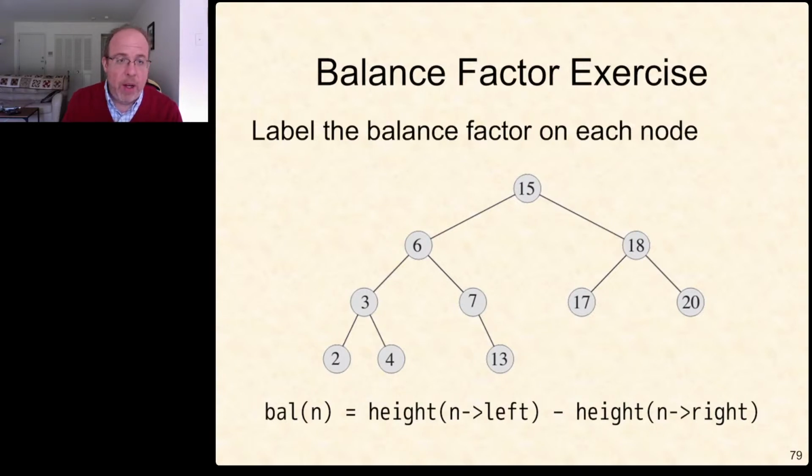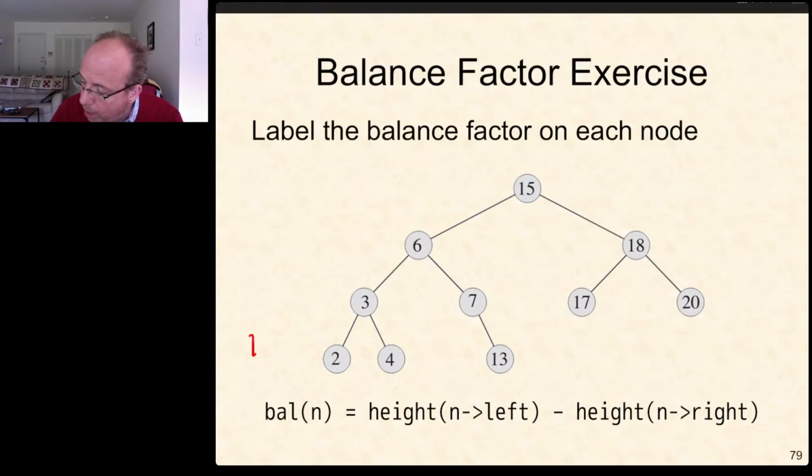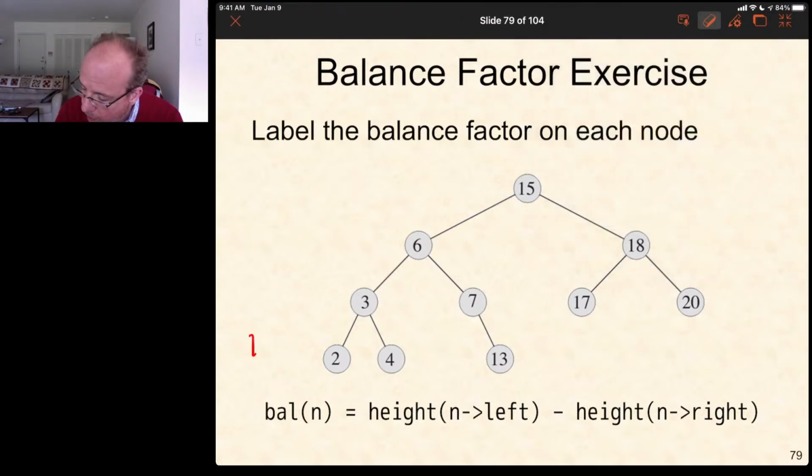Okay. We can do the same thing in a slightly more complicated tree. Label the balance factor on each node. So, I'll just draw the heights off to the left. So this is height 1. Well, actually, that's not going to work. So this is height 1.